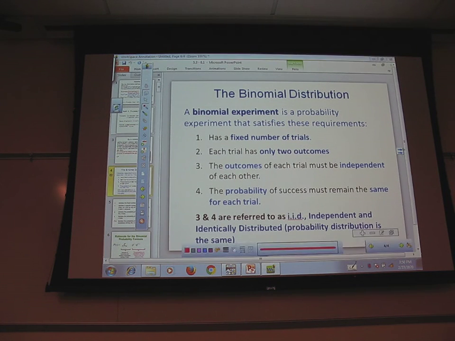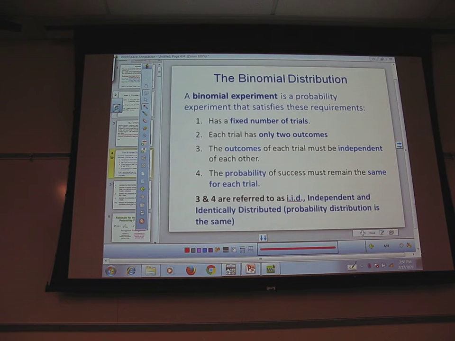Binomial distribution. Justin, go ahead and read for us. The binomial distribution, a binomial experiment, is a probability experiment that satisfies these requirements. Number one, has a fixed number of trials. Number two, each trial has only two outcomes. Number three, the outcomes of each trial must be independent of each other. Number four, the probability of success must remain the same for each trial.